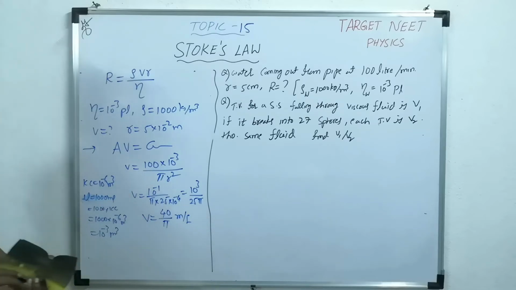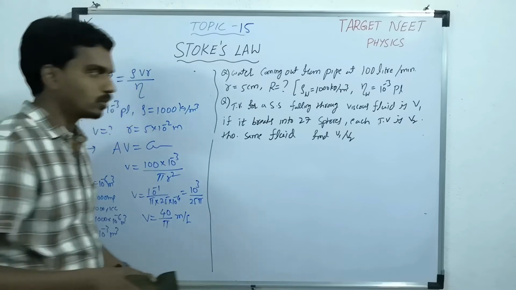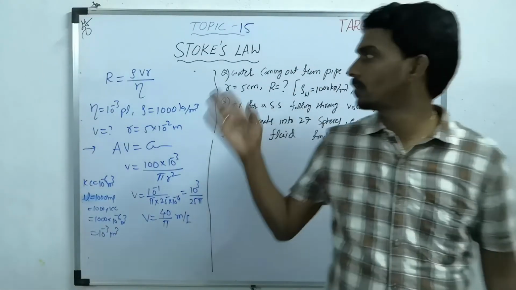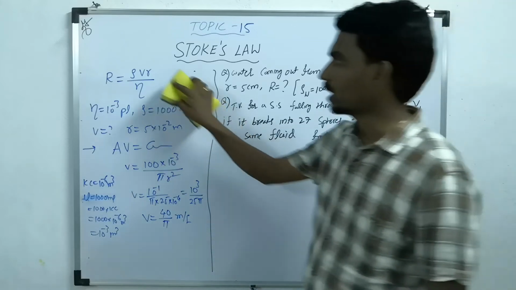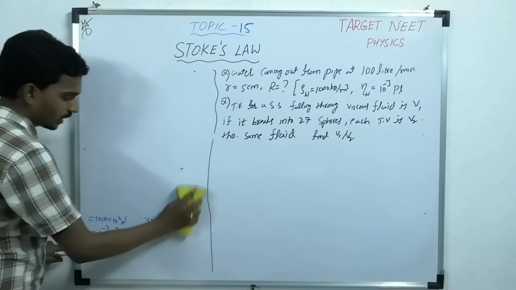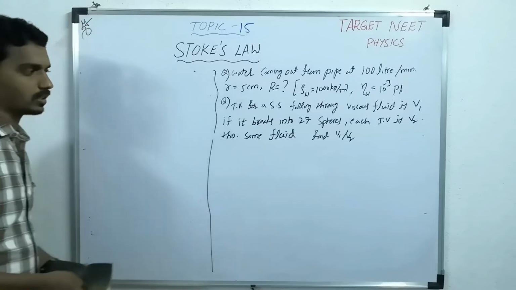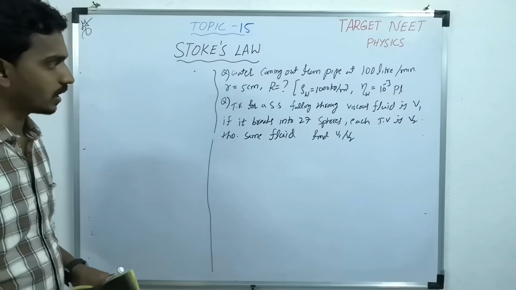Once you get the speed, then you can substitute here. We have every value. So this way they can ask questions based on Reynolds number. The other kind of question they can ask is based on either the direct viscous force formula or on terminal velocity. So here they have given a question related to terminal velocity.